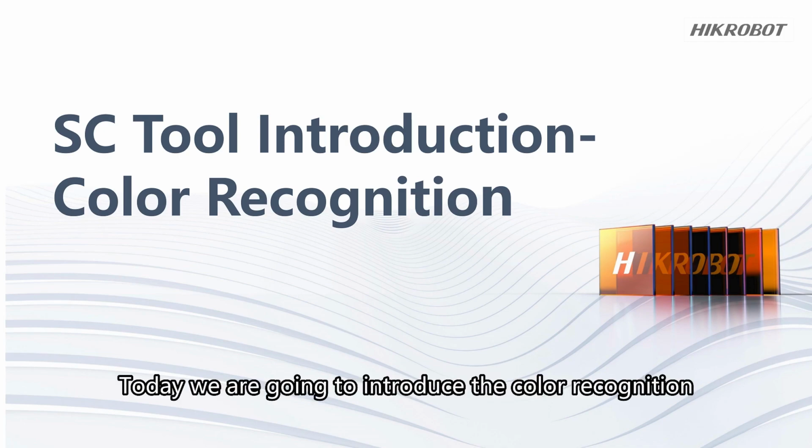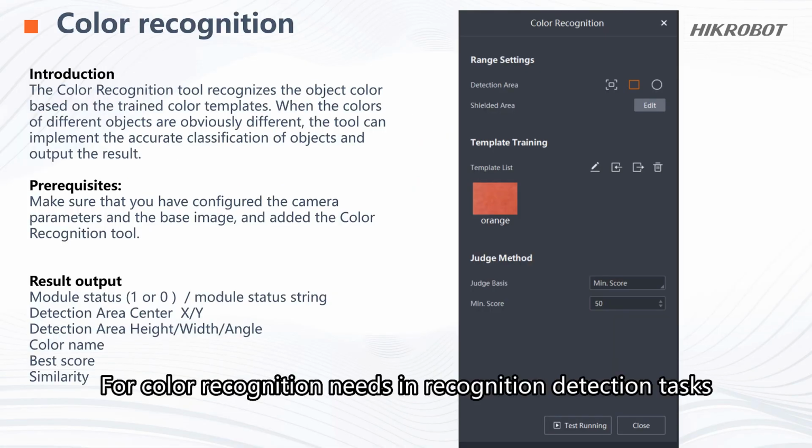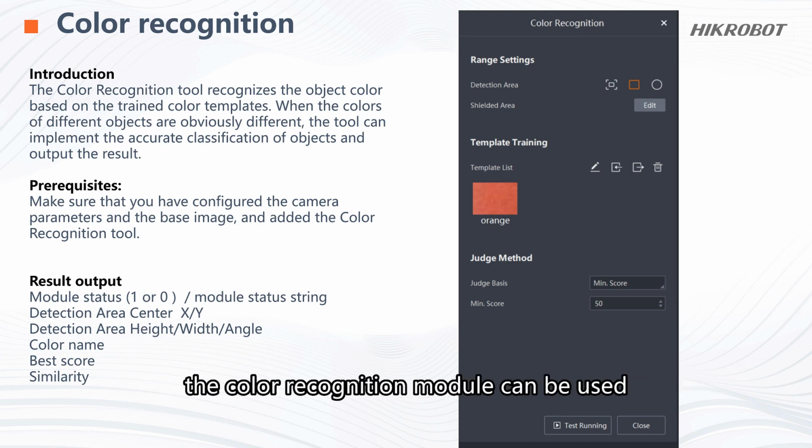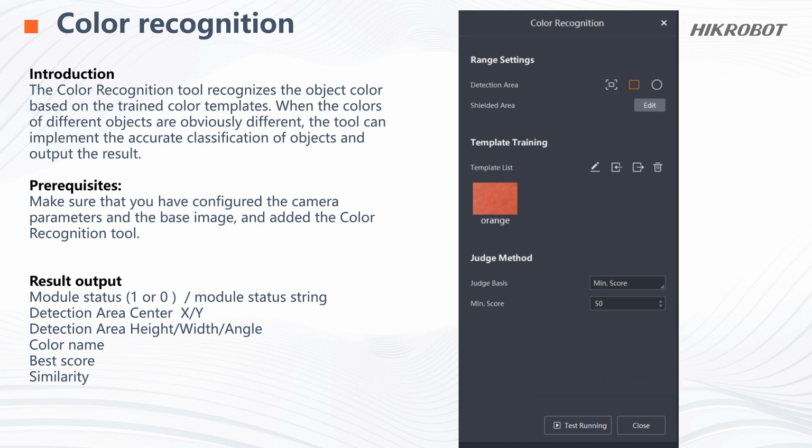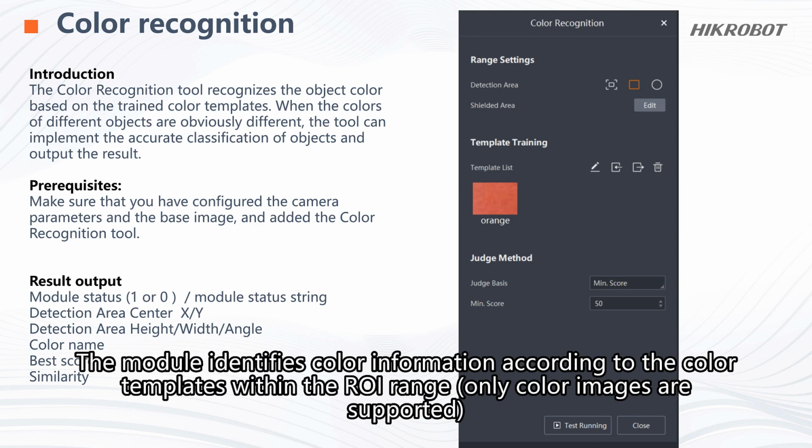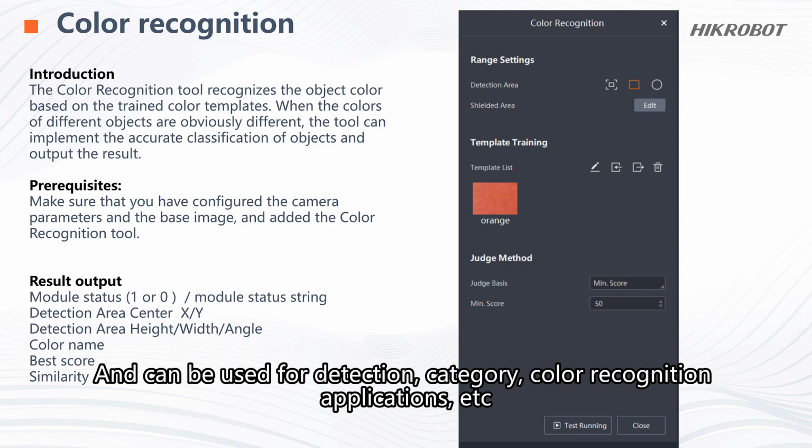Today we are going to introduce the color recognition. For color recognition needs in recognition detection tasks, the color recognition module can be used. The module identifies color information according to the color templates within the ROI range and can be used for detection, categorization, color recognition applications, etc.